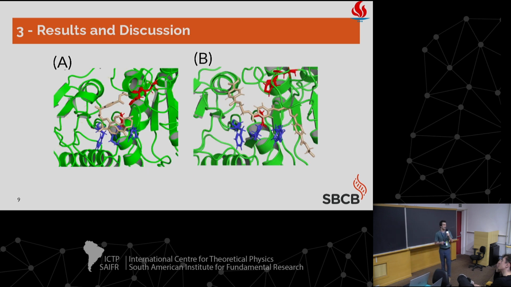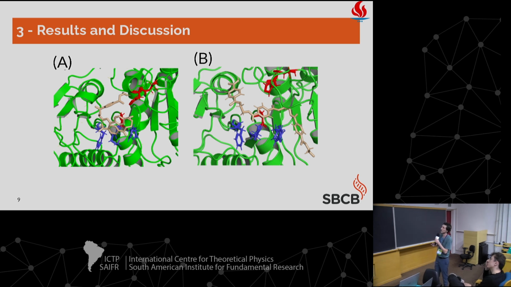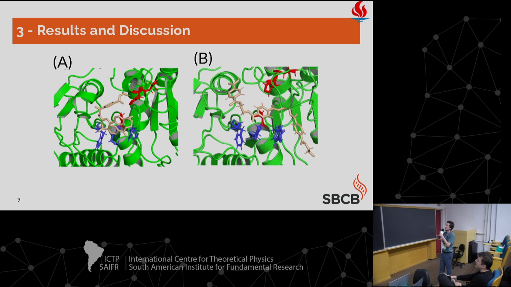The molecular docking result I show here. This is the final docking structure. The PET molecule is right here. And after just a few nanoseconds of simulation, the PET molecule assumes this pose. And this pose correlates with the PET interaction with ICTP-SAIFR in the literature. So it was a good pose for us.